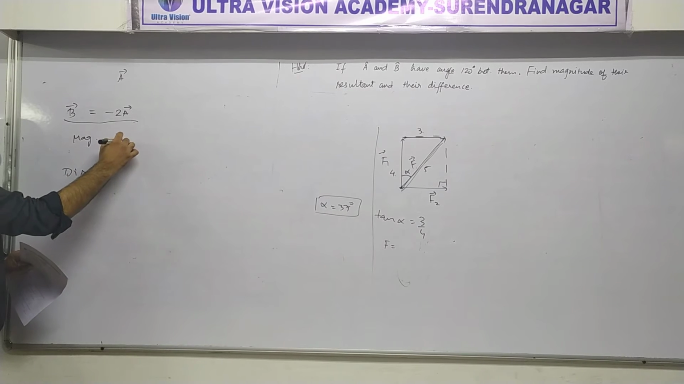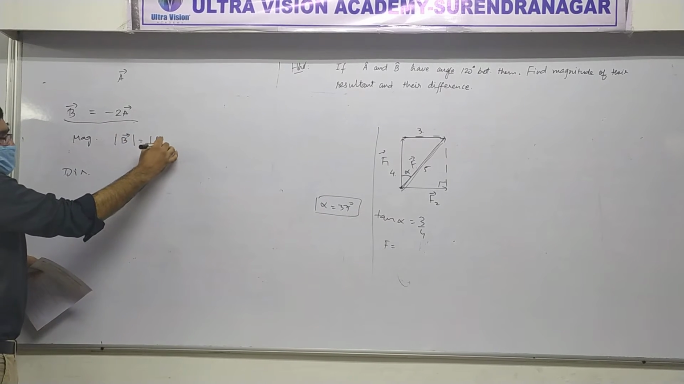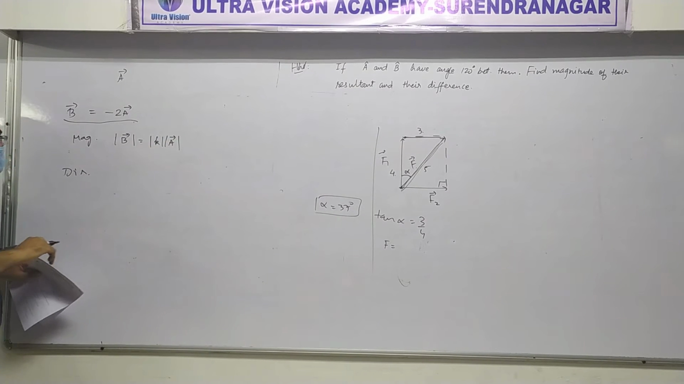B vector modulus equal to A modulus times A vector.